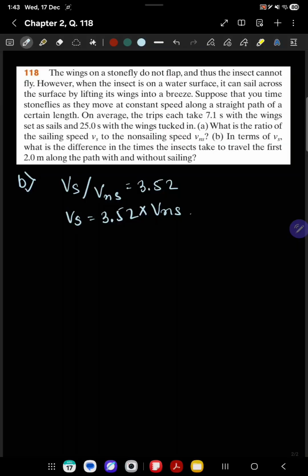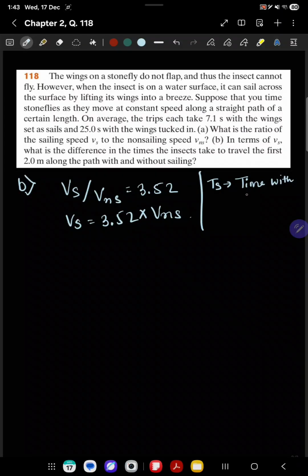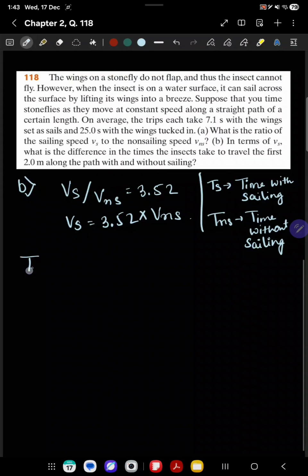Now we need to find out the difference in their time. Okay, so the time taken for sailing, we can write it as Ts, time with sailing, and Tns as time without sailing. So we just need to find out the difference of Ts and Tns. So Ts minus Tns we need to find out.